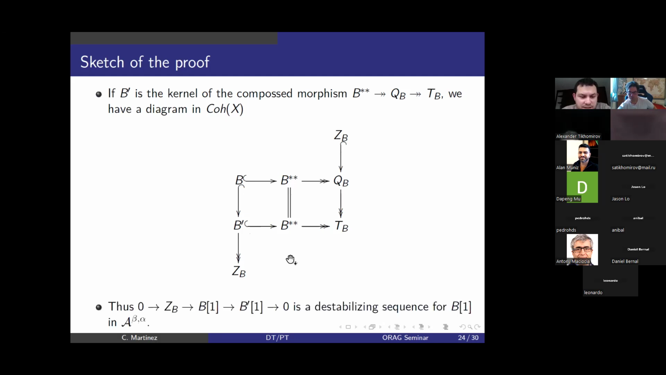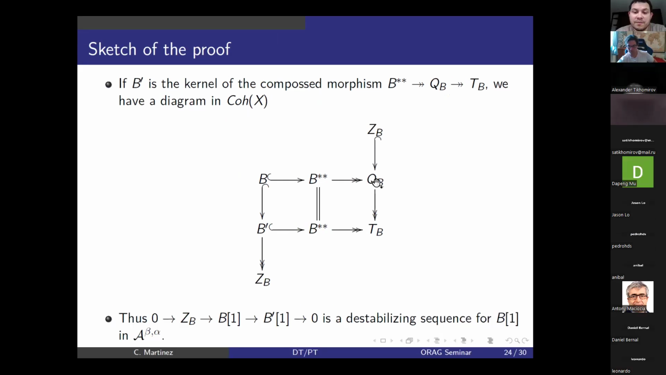And then what does it say? That means that if I rotate this, shifting B by 1 and B prime by 1, I get this short exact sequence. And that turns out to be a destabilizing sequence of B shifted by 1, because this ZB is 0-dimensional, and 0-dimensional sheaves have infinity lambda slope, right? So ZB ends up destabilizing B shifted by 1, and then B shifted by 1 could not possibly be stable. So that means that the B that I started with had to satisfy that QB is actually pure one-dimensional. So this condition comes into place here.